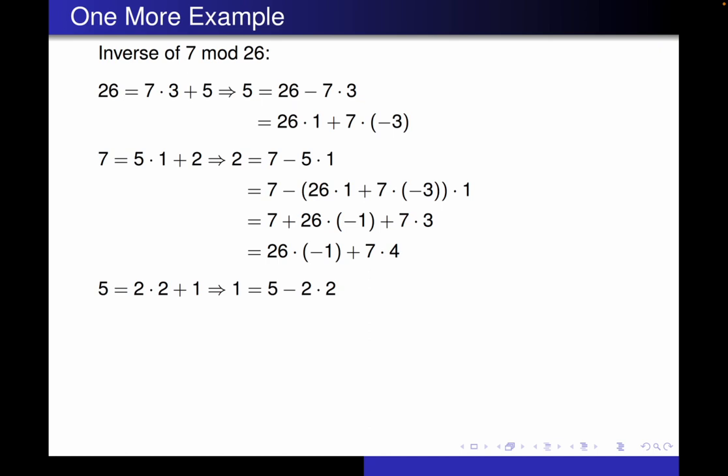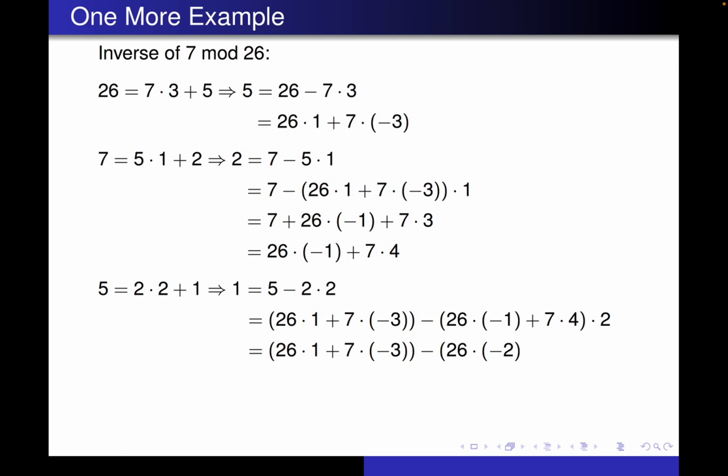Finally, we're going to solve for 1 in that third equation. 1 is equal to 5 minus 2 times 2. Notice that we have an expression for 5 that we got in the very first equation. That was 26 times 1 plus 7 times negative 3. We also have an expression for 2. We only have to deal with one of those 2's, right? We don't need to deal with both of them. We have an expression for 2 that was equal to 26 times negative 1 plus 7 times 4. We'll plug that in. And then it's just a matter of simplifying, combining our 26's, combining our 7's.